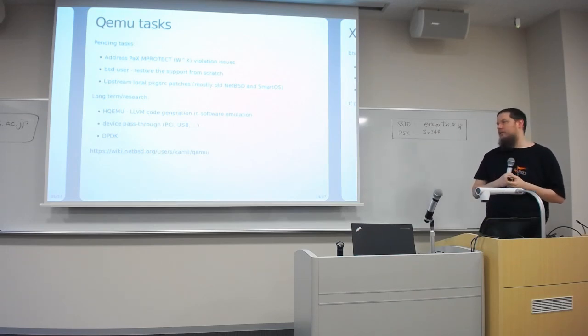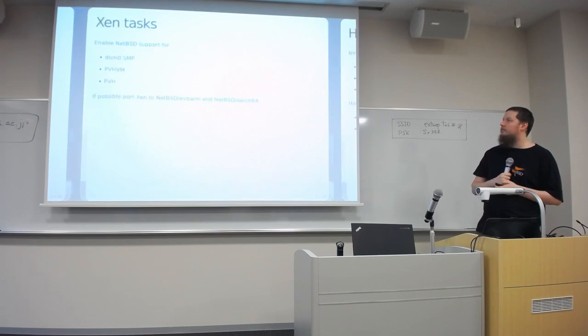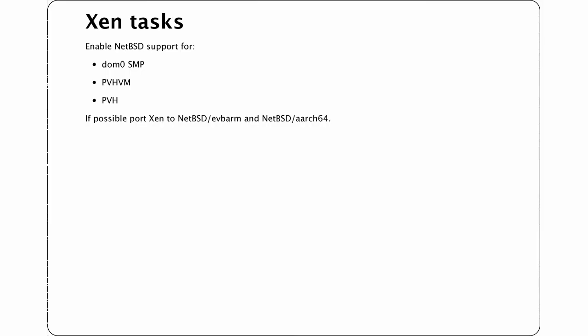Later, we need special support in virtual machines for some drivers. From Xen tasks, we want to finish multiprocessor control domain support. There's still an ongoing process of getting full support for PVHVM. PVHVM is in practice HVM emulation with PV drivers, the paravirtualization drivers. And once it is a mature solution, we want PVH support. And if that could be possible, and we could get someone interested in the project, it would be nice to support Xen on ARM hardware.